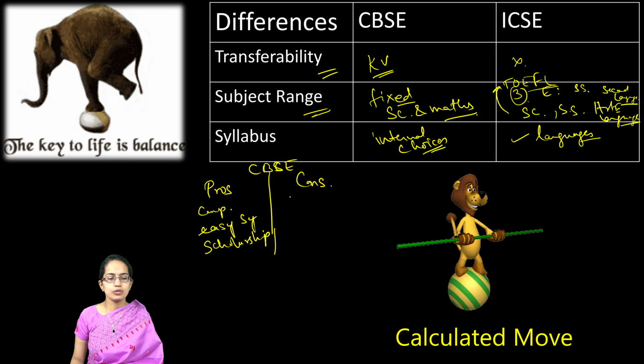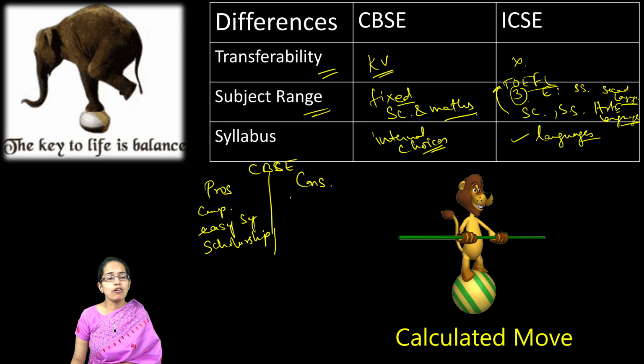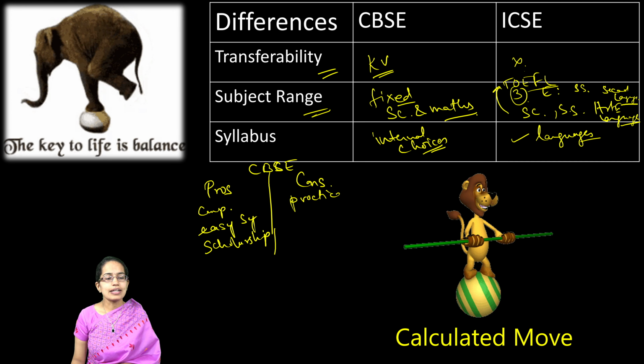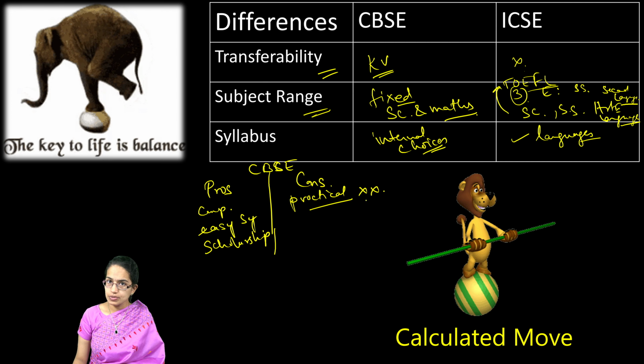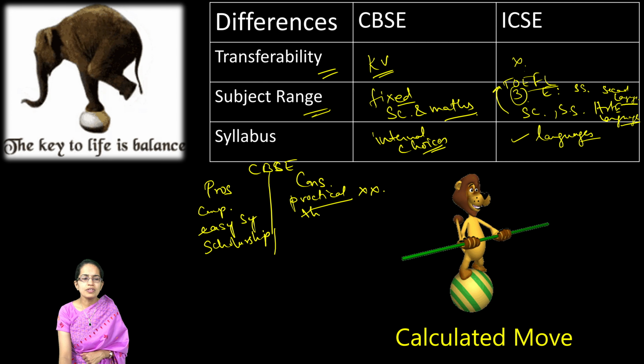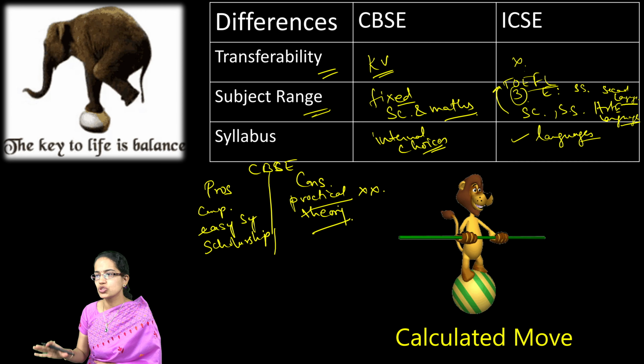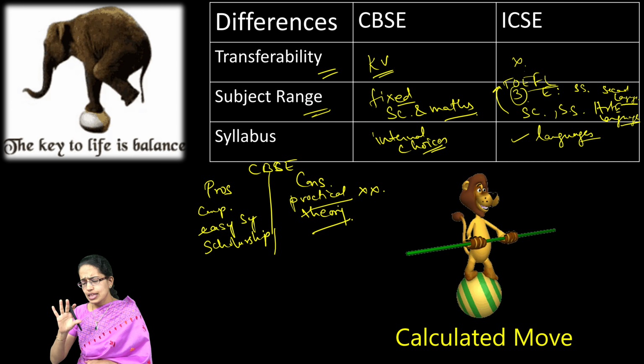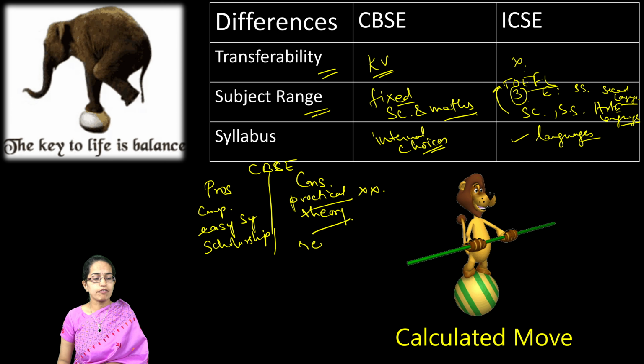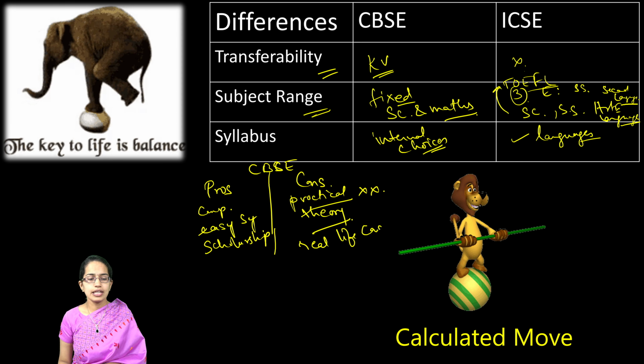The drawbacks include a lack of practical knowledge. So the practical and the applicative part is missing in CBSE. Most of the curriculum is based on theory, with a very high focus on factual learning, and it is less relevant to real life problems or real life concepts.